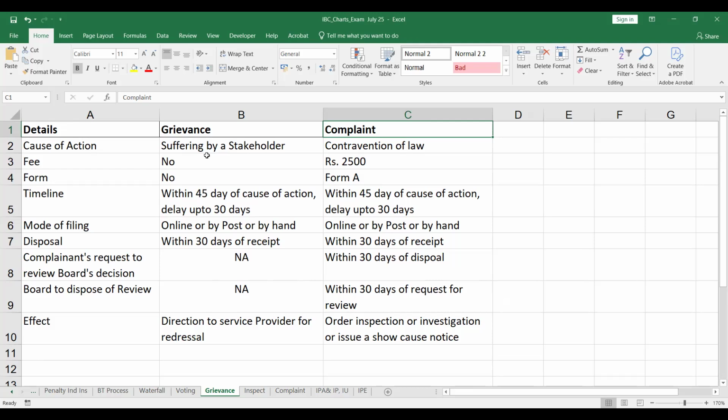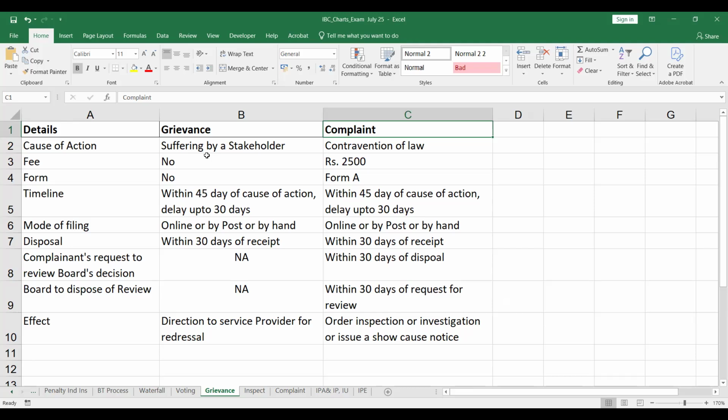And what is the difference between grievance and complaint? So grievance is basically when there is a suffering by a stakeholder, and complaint could be contravention of law and you need not prove any suffering, right? So the cause of action in case of grievance is suffering by the stakeholder, and in case of complaint it can be contravention of law. In case of grievance, no fees is payable, but in case of complaint, 2,500 rupees fees is payable. In case of grievance, no form is required, but in case of complaint, form A is required.